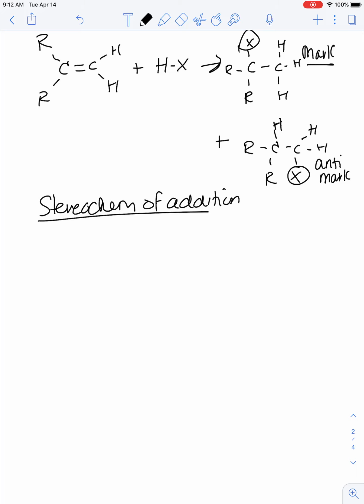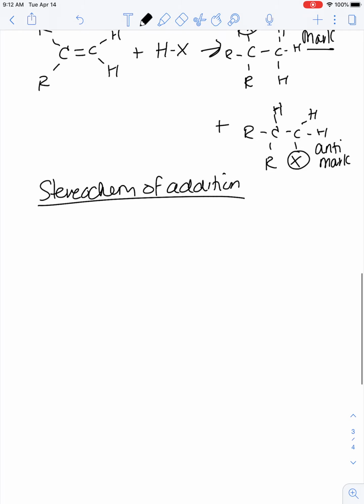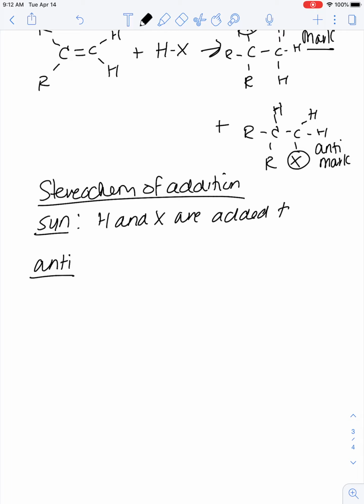So when we look at the stereochemistry of addition, we're going to have two different types. We're going to have syn addition and we have anti-addition. Syn addition is going to be when both H and our halogen, or X, are added to the same face. Whereas anti-addition is going to be H and your halogen on opposite faces of the alkene.